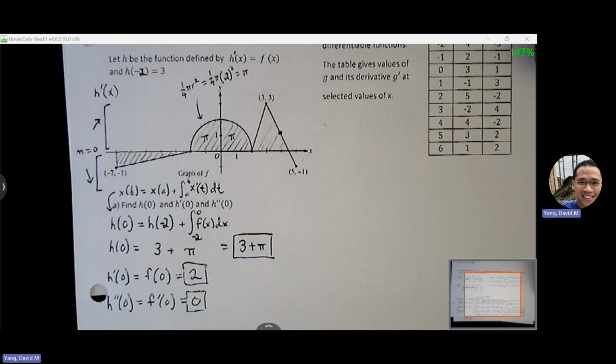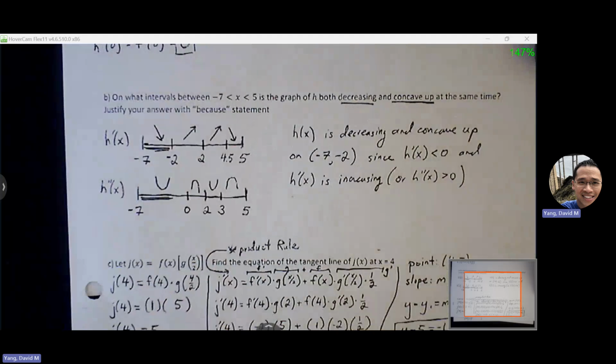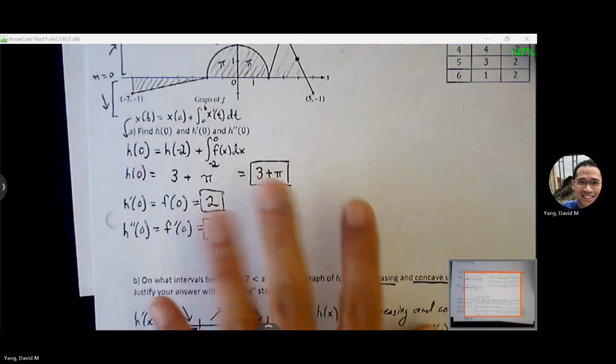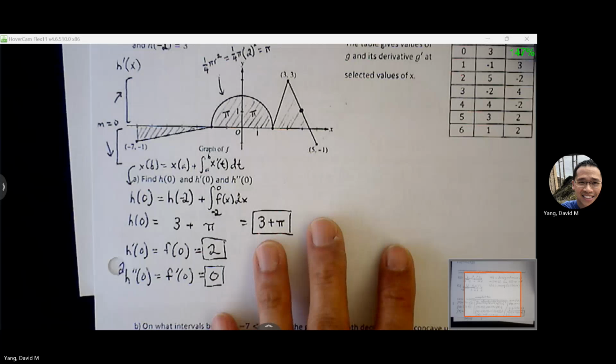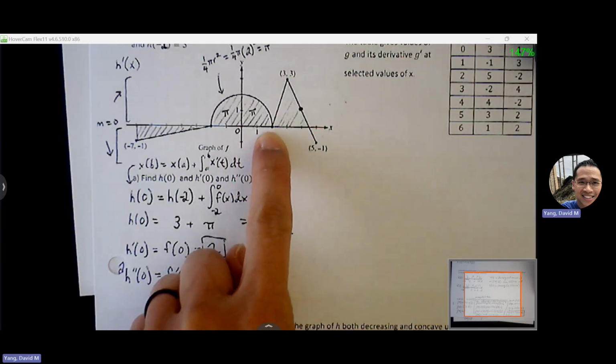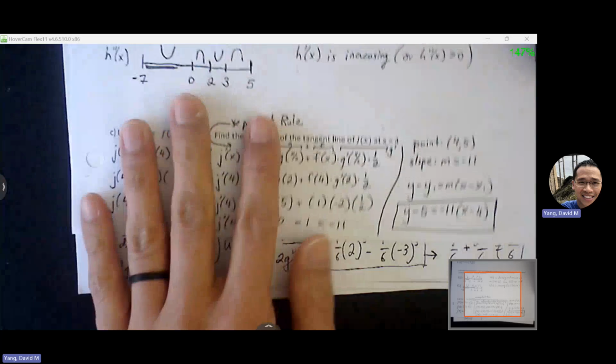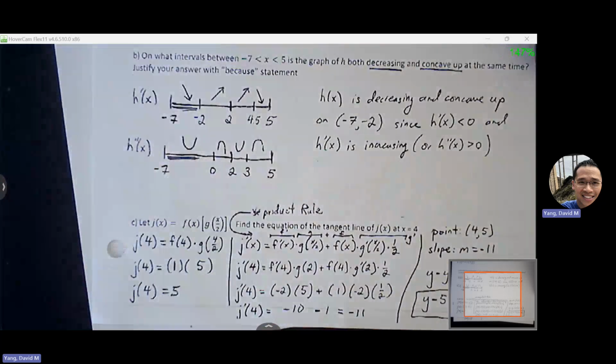Would 2 be a point on the H double prime graph? I think it's on this one here? Yes. Okay. I did include that on my H double prime, because it is a hill. 0 to 3.